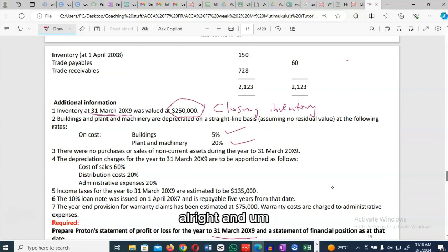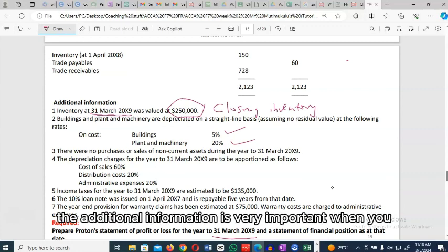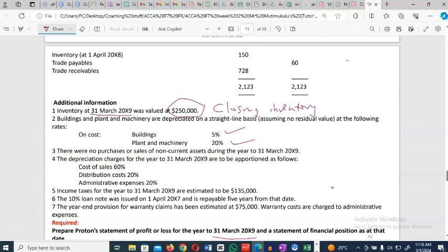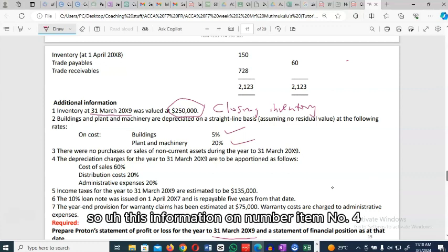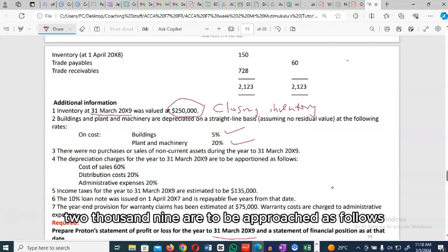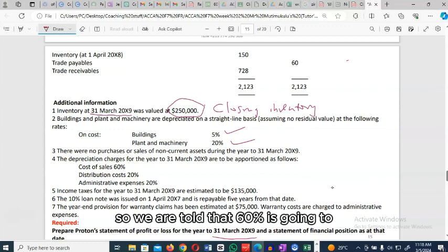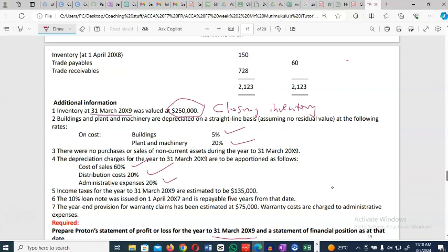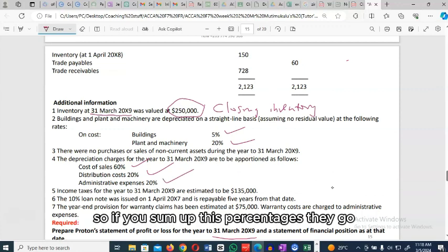The additional information is very important when you are attacking questions like this in an exam. On item number 4, the depreciation charges for the year to 31 March 2009 are to be apportioned as follows: 60% to cost of sales, 20% to distribution costs and 20% to administrative expenses. If you sum up these percentages, they give you 100%, which means you would have catered for the distribution of depreciation charges.